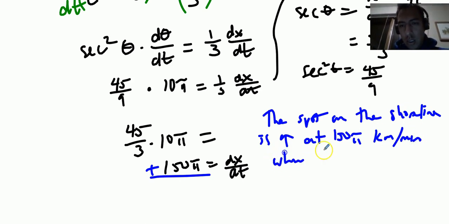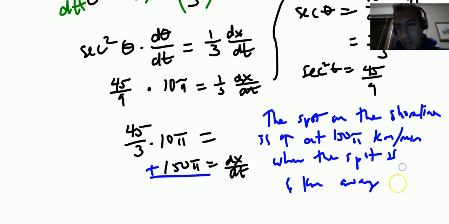So I have the spot on the shoreline is increasing at 150 pi kilometers per minute when the spot is 6 kilometers away from P. And I realize as I'm reading this that this looks horrible, so I shall read it to you one more time. The spot on the shoreline is increasing at 150 pi kilometers per minute when the spot is 6 kilometers away from P. This is a very long answer, and that's what that number actually means. So it's really important to understand what the relevance of this number means. And hopefully that was helpful, and we're going to go on to the next one.